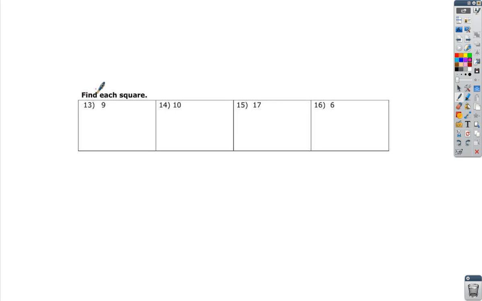Okay, now for this section, it says find each square. So that means we're going to have to square each one of these numbers to take it to the power of 2, and then solve. So 9 squared is equal to 9 times 9. 9 times 9 is 81. 10 squared equals 10 times 10. And I want you to go ahead from this point and solve 10 times 10. Hit play when you're ready. Go ahead and pause. 10 times 10 is 100.